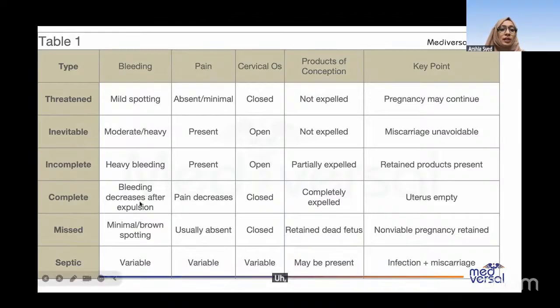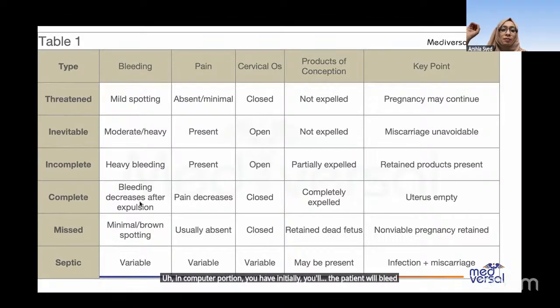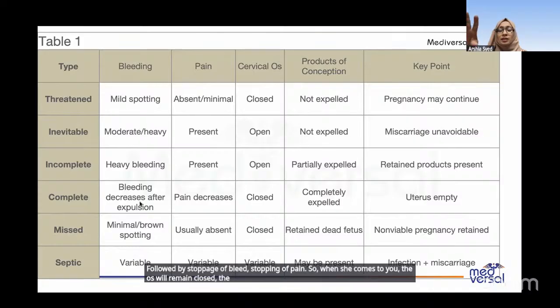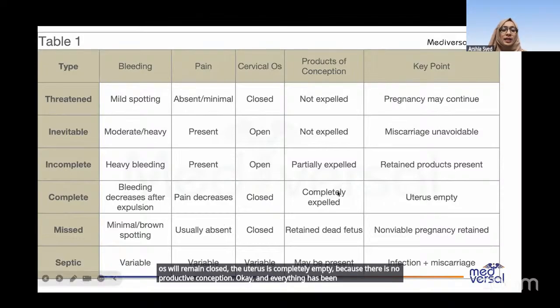In complete abortion, initially the patient will bleed and have pain, followed by stoppage of bleed and stoppage of pain. So when she comes to you, the os will remain closed. The uterus is completely empty because there are no products of conception. Everything has been expelled. The entire process is complete. That is a complete abortion.